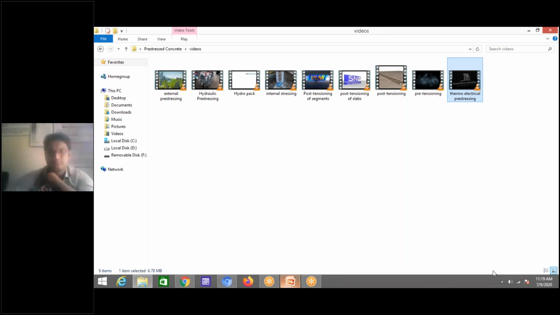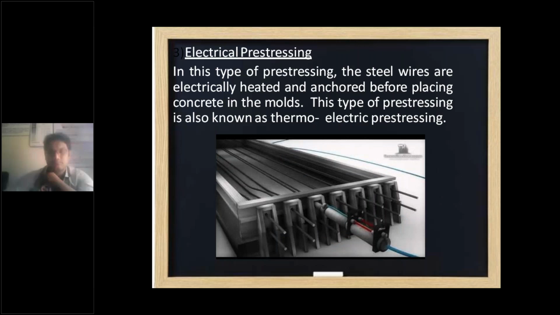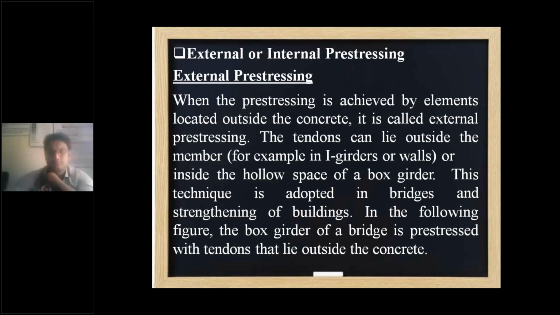Let me go back to the presentation. Yeah. So that is hydraulic pre-stressing, mechanical pre-stressing, and electrical pre-stressing. Okay. So next, what are the different modes of pre-stressing, like where the stressing can be done? It can be done in both ways. One is external or internal pre-stress. So let's talk about external pre-stressing.